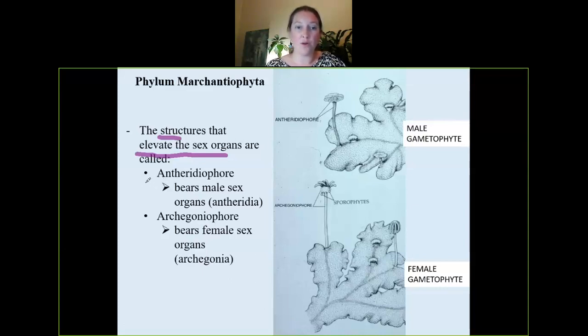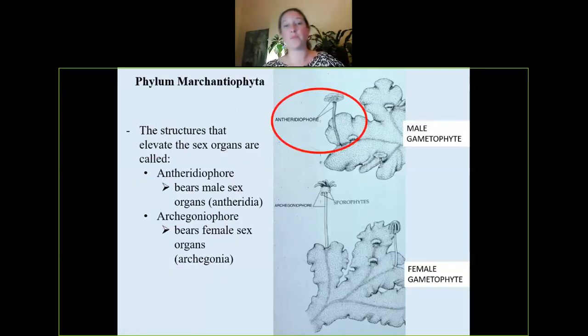There's the antheridiophore, which bears the male sex organs, antheridia. And then there's the archegoniophore, which bears the female sex organs, or archegonia. Here on the top is an example of an antheridiophore. On the top of this, there will be a lot of antheridia. And let's look at this one instead. This is an example of an archegoniophore, which will have a lot of archegonia on it.